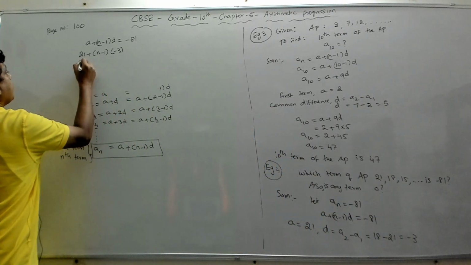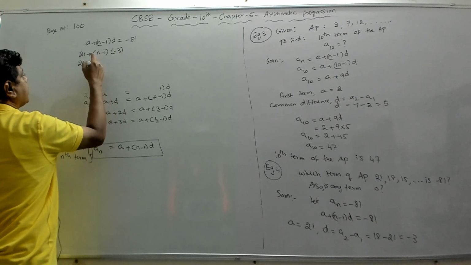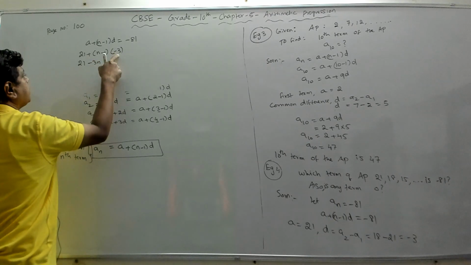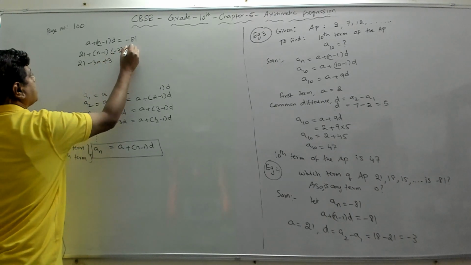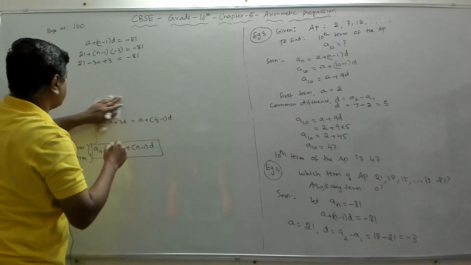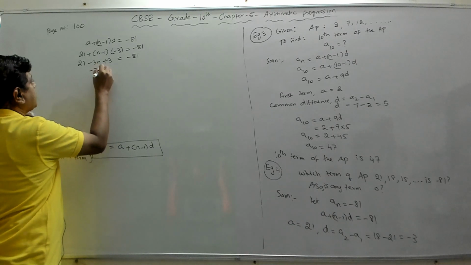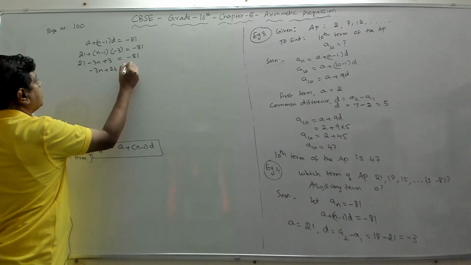So you get 21, then minus 3 into n is minus 3n, minus 3 into minus 1 is plus 3, equal to minus 81. Now we should solve this and find the value of n. Now 21 plus 3 is 24, so minus 3n plus 24 equal to minus 81.